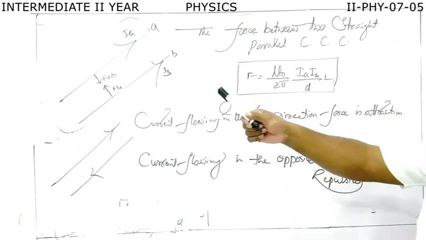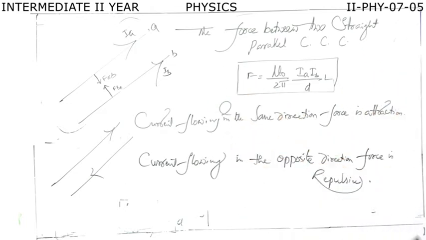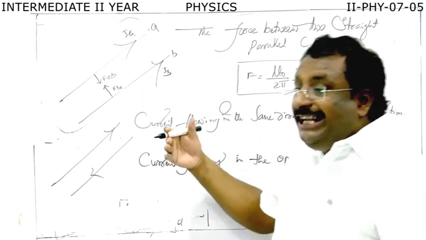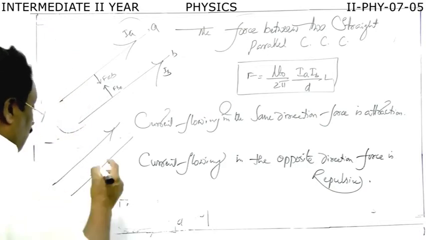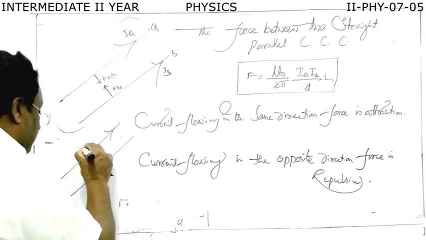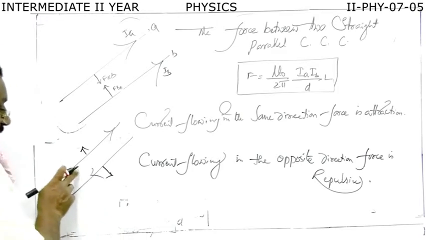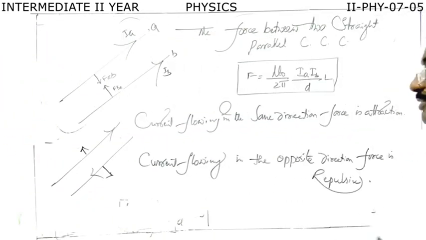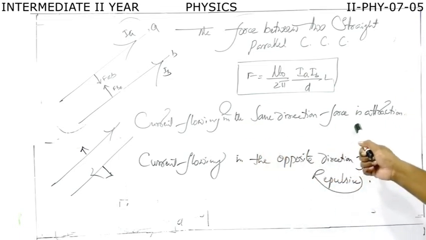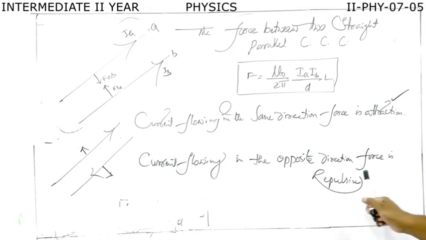If the current is flowing in the same direction, why is the force attraction? Because these two forces are acting inwards. That is why it is attraction. Here, the two forces are acting outwards. That is why here the force is repulsive. If the current is in the same direction, the force is attraction. If the current is in the opposite direction, the force is repulsive.